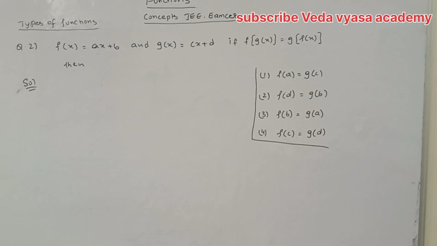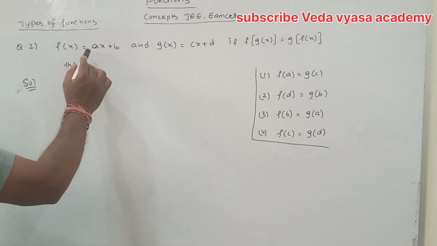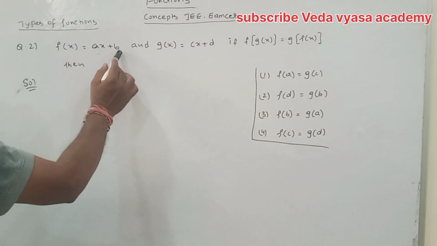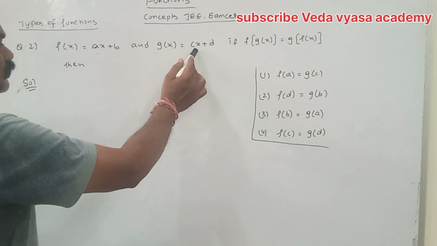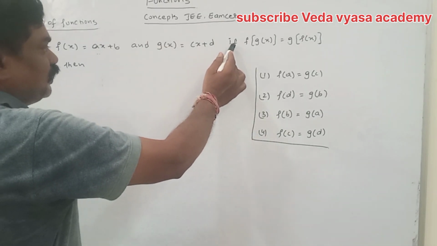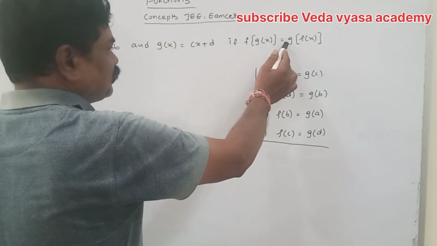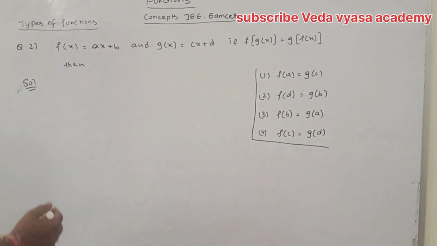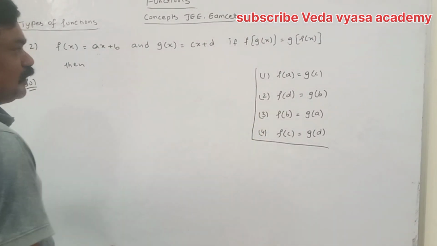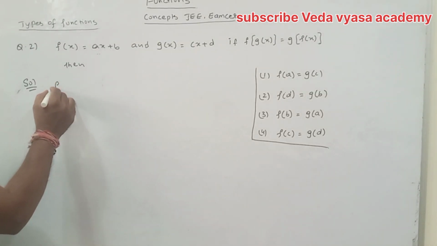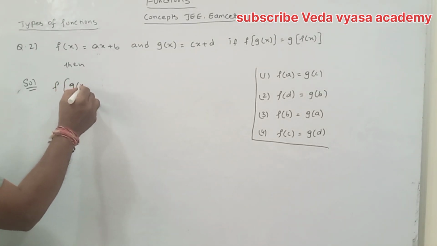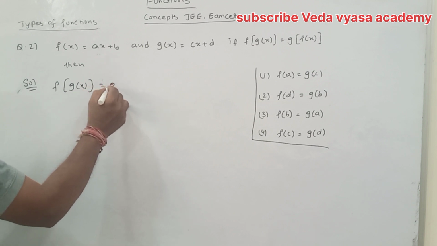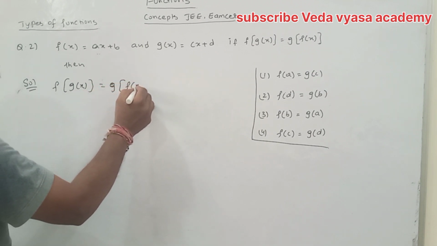Here we have one more problem on functions. f of x is equal to ax plus b, and g of x is equal to cx plus d. If f of g of x is equal to g of f of x, then here the options are given. So f of g of x is equal to what? g of f of x.